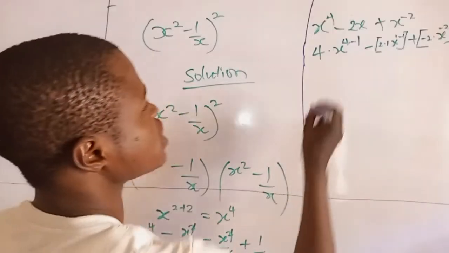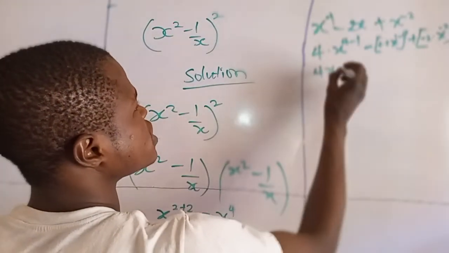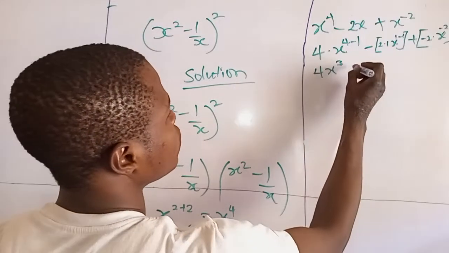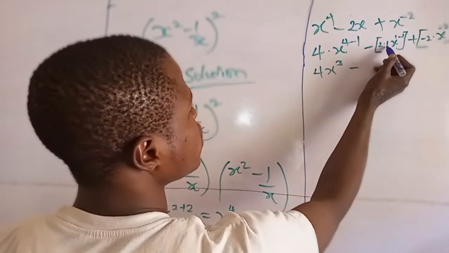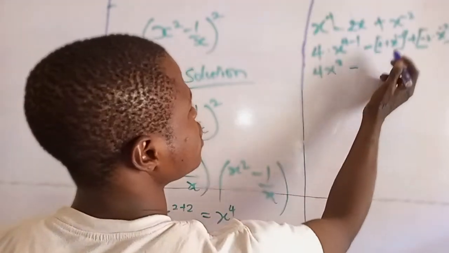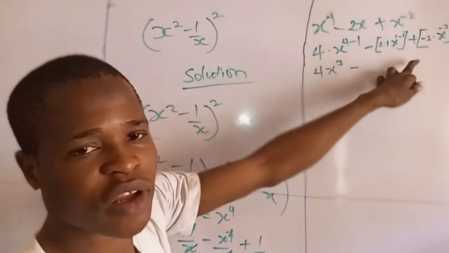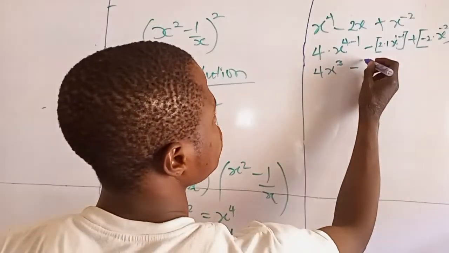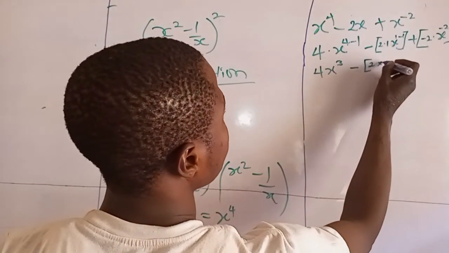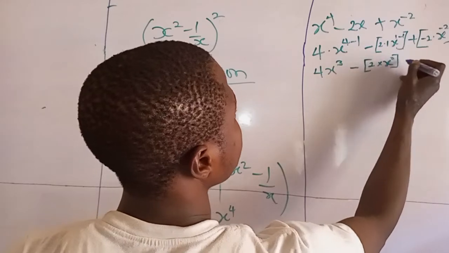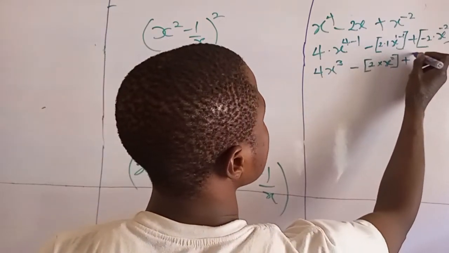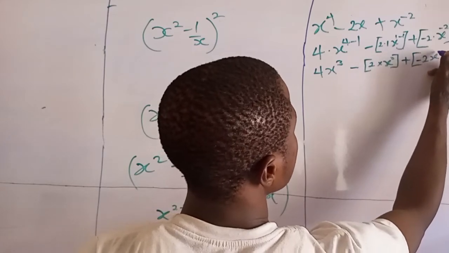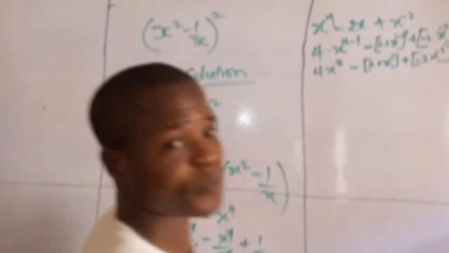So let's expand this. We have 4x, 4 minus 1, this will give us 3. Minus 2 times 1, this is 2, times x, this is x raised to power 1 minus 1, it will give us x raised to power 0. Let me write it out. So we now have 2 multiplied by x raised to power 0 plus into bracket minus 2 x raised to power minus 3.